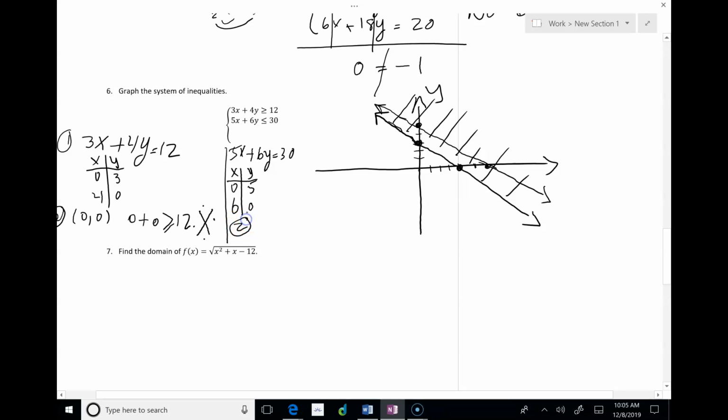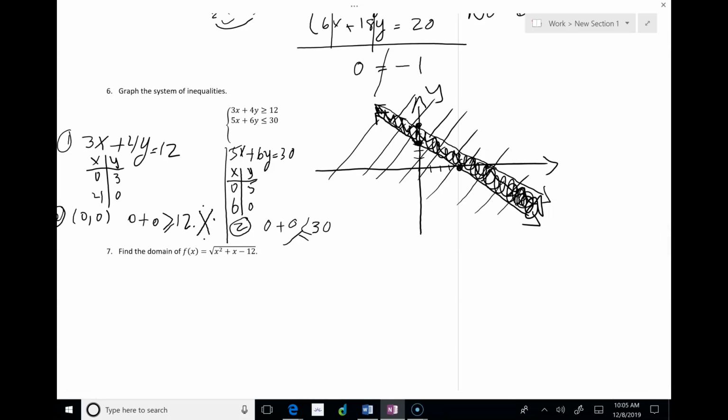So for step 2, you pick a point. Let's say pick 0, 0. When you pick 0, 0, is that less than 30? Yes, that's less than 30. So you highlight the side of 0, 0. So the overlap of the two is right in the middle of the two here. That's going to be the solution to the system, and that's what you need to find.